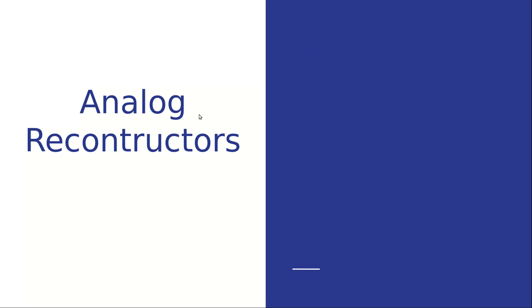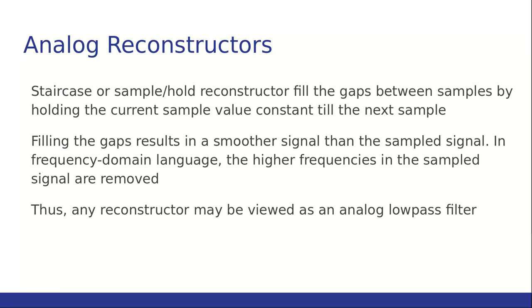Let's move on to analog reconstructors. Let's basically see what reconstructors are. Reconstructors fill the gap between samples, either by holding the value constant till the next sample or by putting a curve in between the two samples. Filling gaps results in a smoother signal than the sampled signal, which in the frequency domain translates to the higher frequencies in the samples being removed. Thus, any reconstructor may be viewed as an analog low-pass filter.